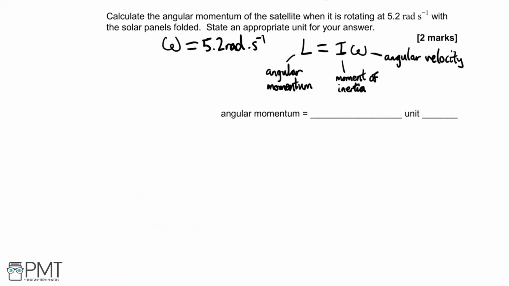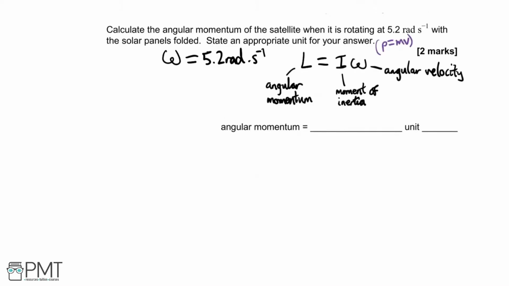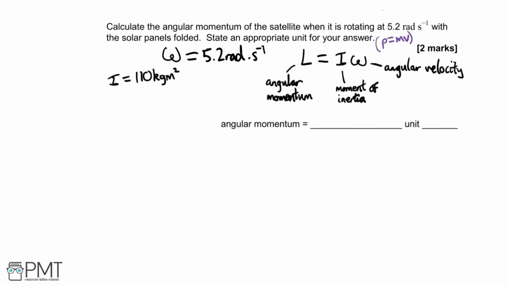So the linear equivalent of that equation would be linear momentum is equal to mass multiplied by linear velocity. Now you remember that the moment of inertia of the satellite when the panels are folded in is 110 kilogram meters squared. So we just need to multiply 110 by 5.2, and that will give us our answer. So that's going to be 572 exactly.